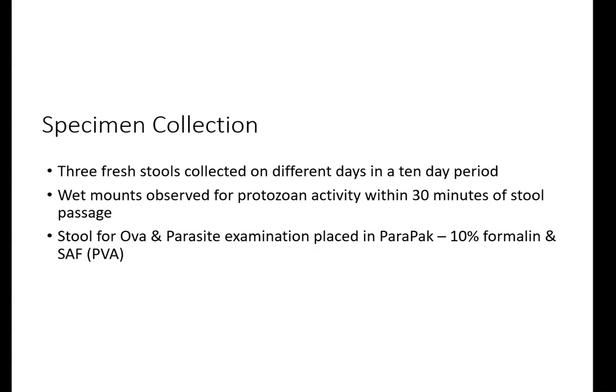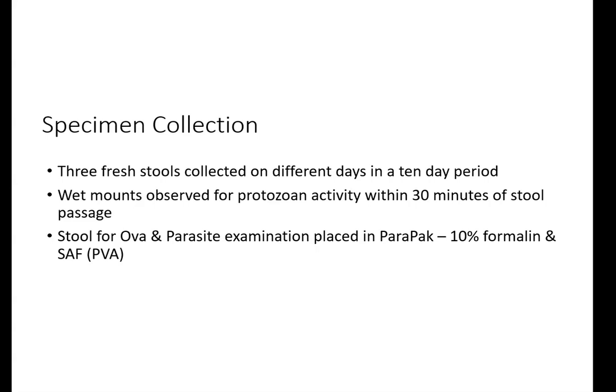PVA and SAF are predominantly for staining purposes. So when you have to stain things to identify structures inside of cysts or trophs or whatever, we need to use the SAF or the PVA. And PVA is the preferred fixative or preservative for trichrome stains. Okay. SAF doesn't do so hot with that. We would much rather have the PVA for trichrome.